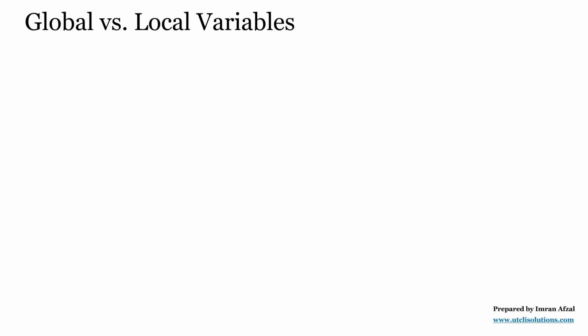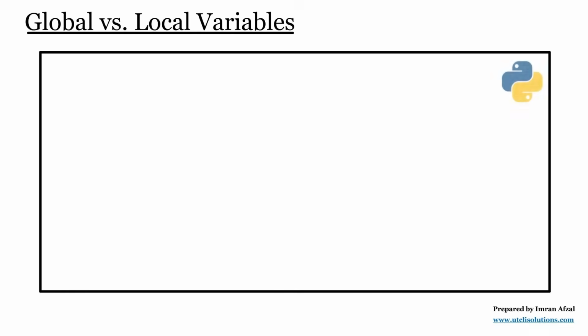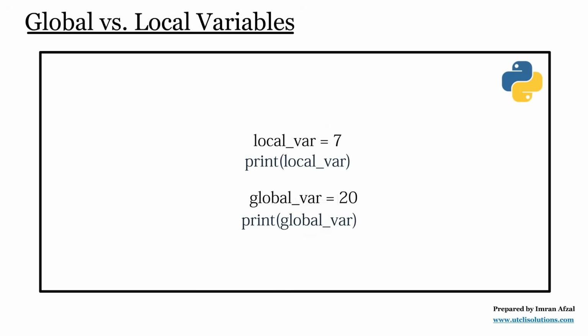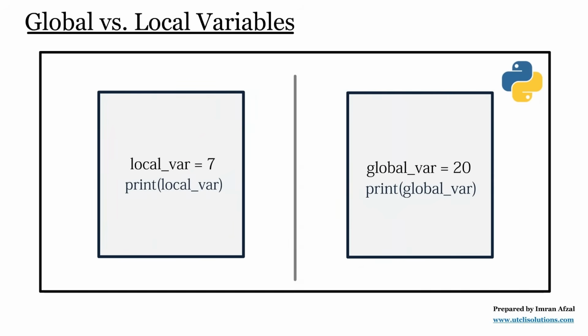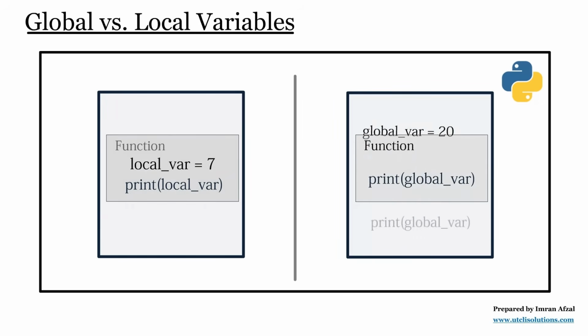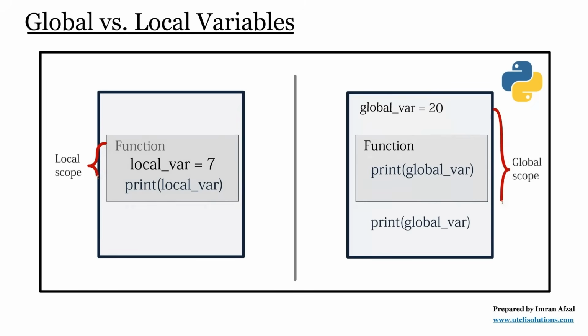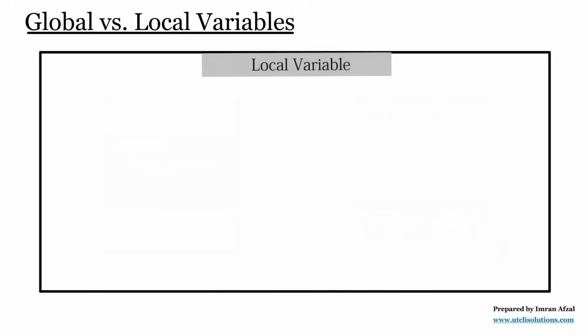In this lecture, we will learn about global and local variables. In Python, local and global variables are used to store data or information that can be accessed and modified while a program runs. The key difference between the two is where these variables are created and where they can be used. Let's first understand what a local variable is.